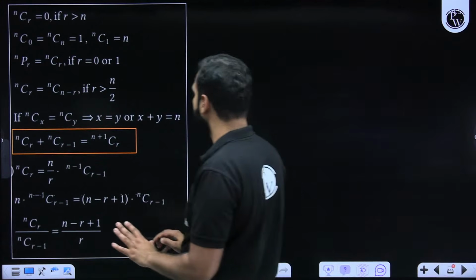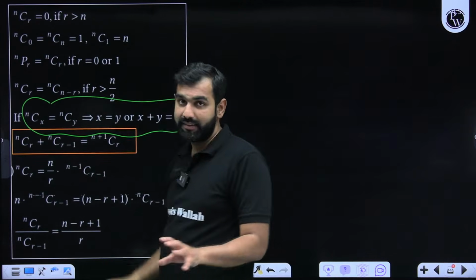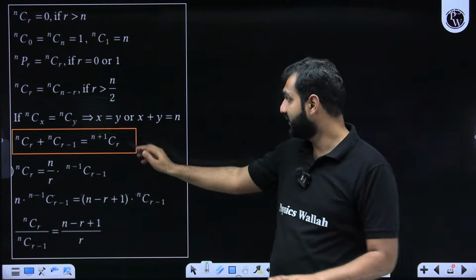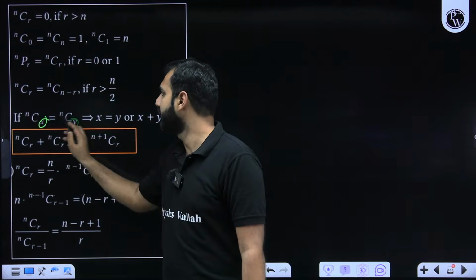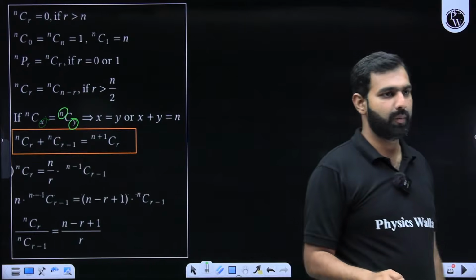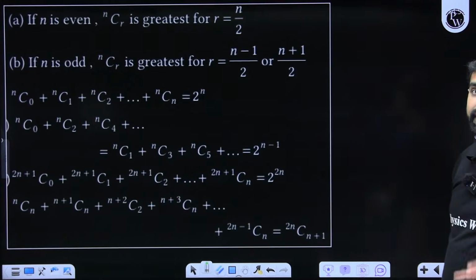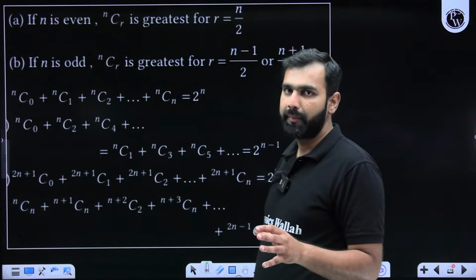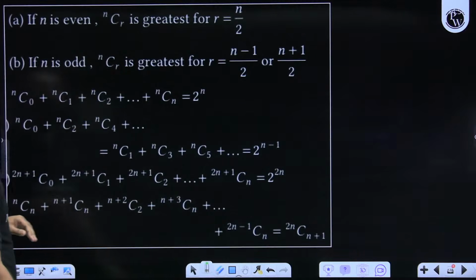Something very simple is what I want to highlight here again. If NCX is equal to NCY, do you remember? X is equal to Y could be a possibility, but the other possibility could be X plus Y is equal to N. Do you remember that result? I hope you all are watching, listening, understanding, and revising all the formulae of IIT JEE mathematics through this revision video which we have brought for you here.